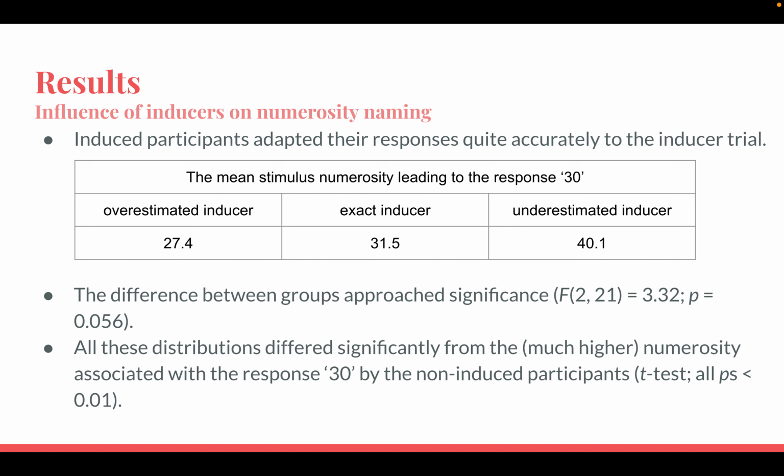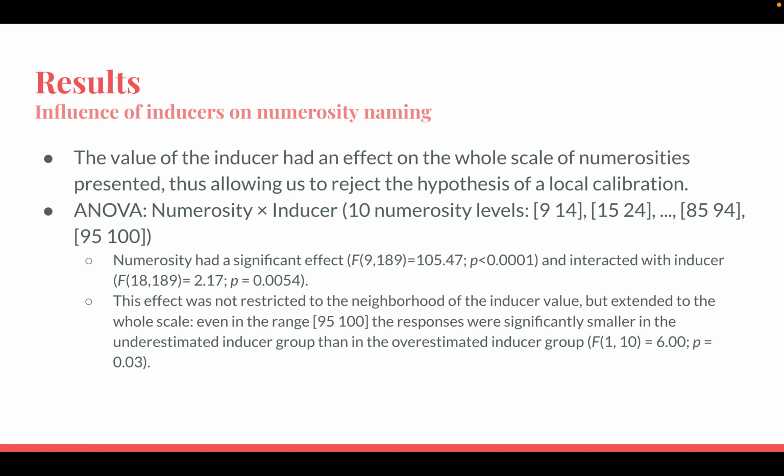Furthermore, induced participants adapted their responses quite accurately to the inducer trial. The difference between groups approached significance. All these distributions differ significantly from the much higher numerosity associated with the response 30 by the non-induced participants. The value of the inducer had an effect on the whole scale of numerosities presented, thus allowing us to reject the hypothesis of a local calibration.